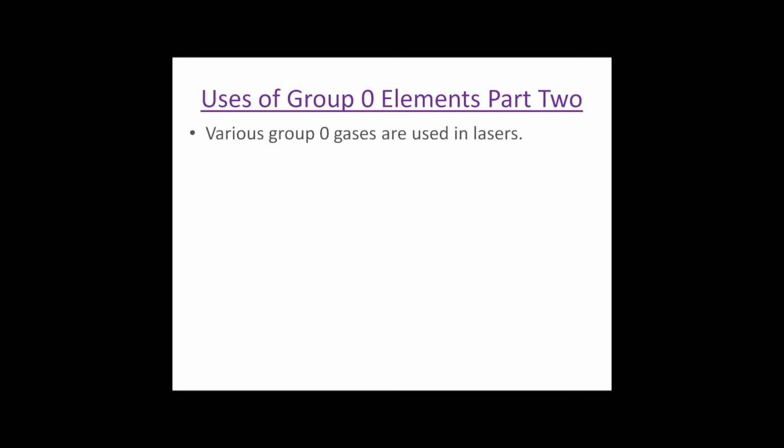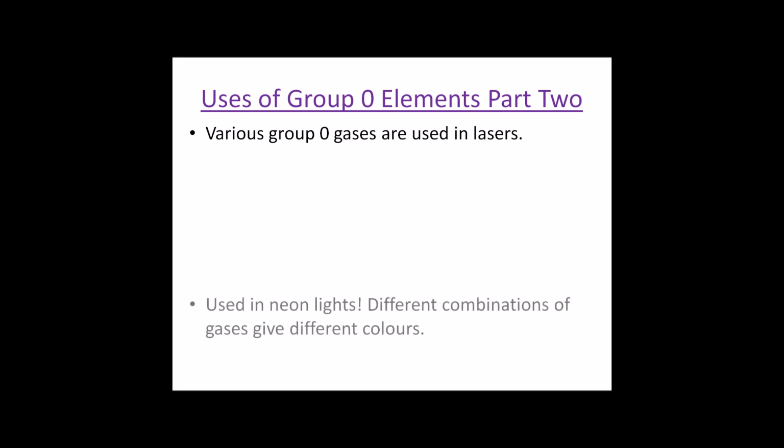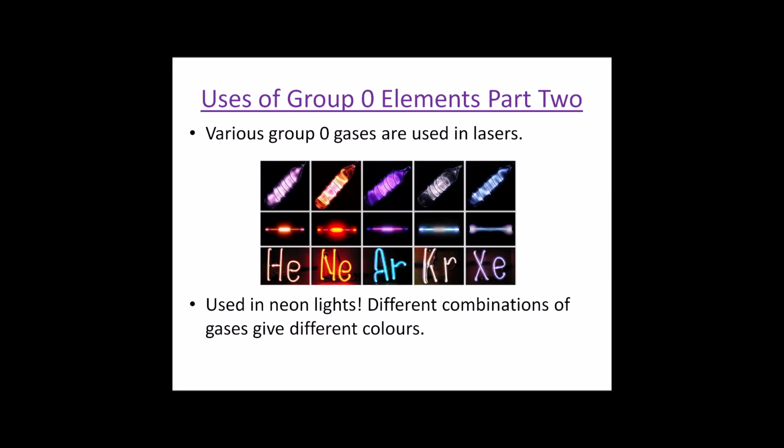More uses, so we can use various group 0 gases, various noble gases in lasers, and that will give different colours and different effects for the laser. You can also use them in neon lights, and different combinations of gases or different gases will give different colours, and here we've got them here. So we can see helium, neon, very distinctive red colour, argon very purpley, krypton and xenon, and you can mix and match different combinations of these gases to give you different colours as well. Quite a fascinating bit of science. Gradually falling out of favour as LEDs become more popular.